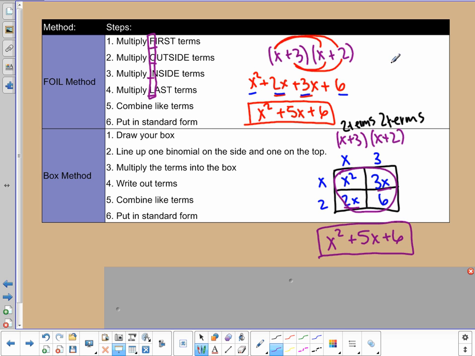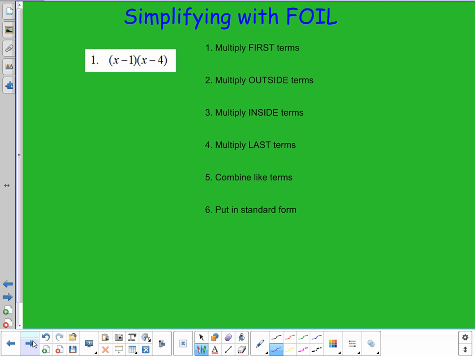So 2 different representations, one we call foiling, one we call using the box, setting it up in a box. Either way, it's 2 sets of distribution, and that gives us our product. So let's do a few more examples.